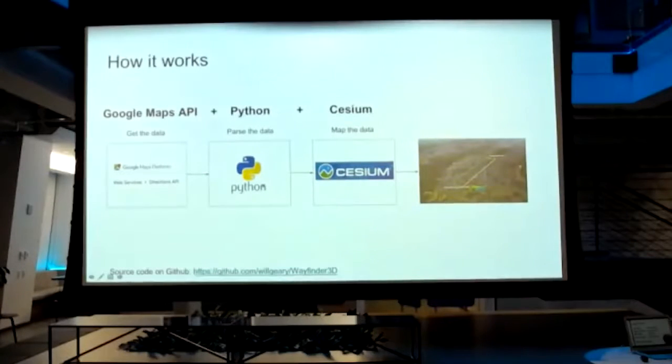Okay, so this is how it works. It's making a request to the Google Maps API. You could sub in other directions APIs if you wanted to. With the Python script, it's mapping it using Cesium. Cesium.js is a JavaScript library.